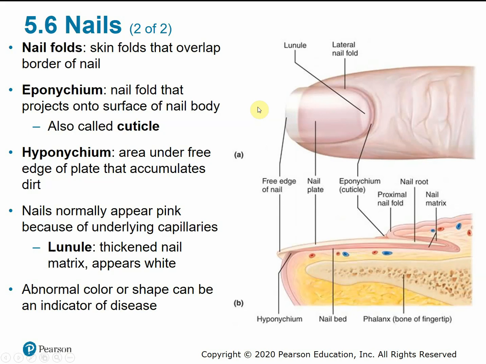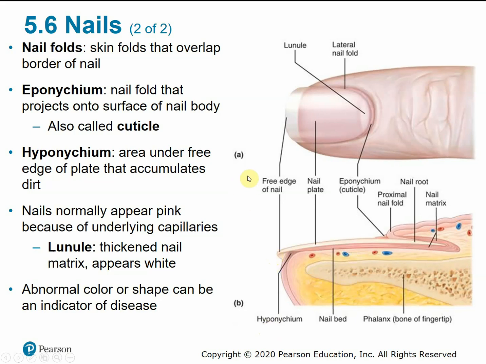Nail folds are skin folds that overlap the border and the edges of the nail. The eponychium is the fold that projects onto the surface of the body, also called the cuticle. So again, just an extra layer of protection and attachment of that nail plate. The hyponychium is the area under the nail plate where dirt can accumulate. So again, hypo just means below. So this is below the nail edge.